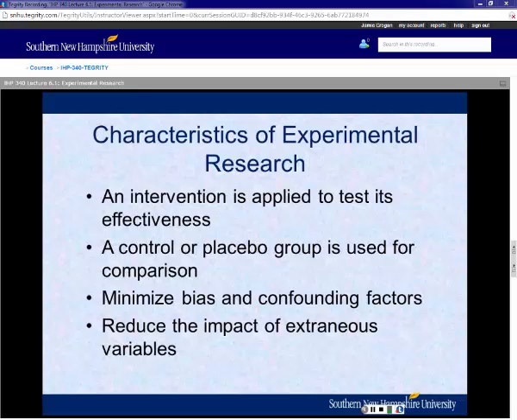Now, in an experiment, you want to try to minimize bias and eliminate confounding factors. So you want to try to reduce the impact of extraneous variables. And these are variables that might have an impact on whatever you're trying to measure, the outcome, that is not related to the intervention being applied. So these are extraneous variables, and you want to reduce their impact. So we minimize bias and confounding factors, and we try to eliminate the impact of extraneous variables so that the only thing that's left is this comparison between intervention and control groups.